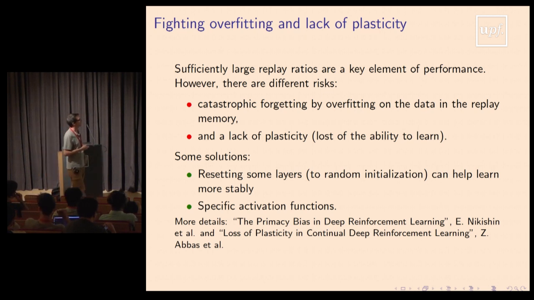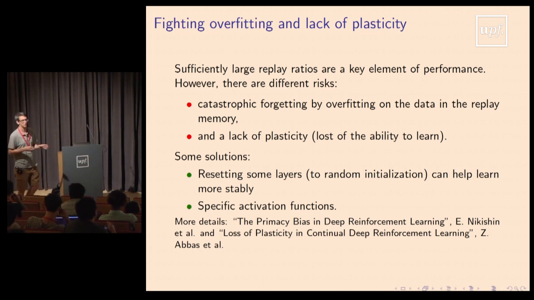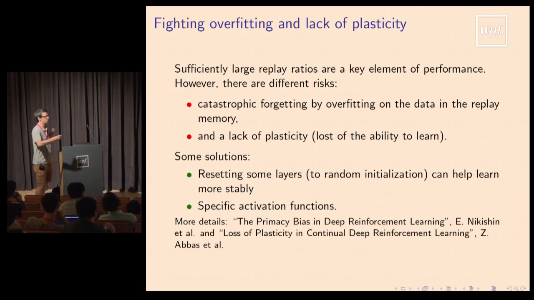Some solutions to fight this catastrophic forgetting and this lack of plasticity is resetting some layers to random initialization. It feels like a really brutal approach, right? Because you're kind of erasing completely the information you have been learning, for at least some of the layers. But it can actually help. You can also try some specific activation functions to deal with this. You can also play with all the hyperparameters of your deep Q network, like the replay ratio, or try to get a bigger replay memory. But these are also solutions.